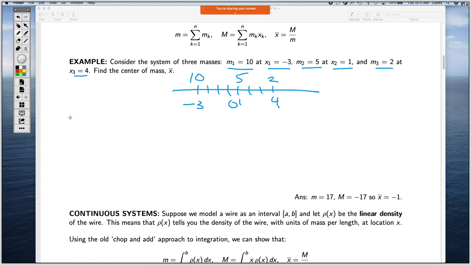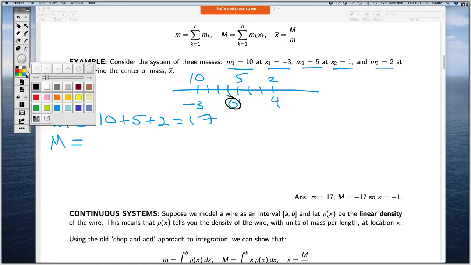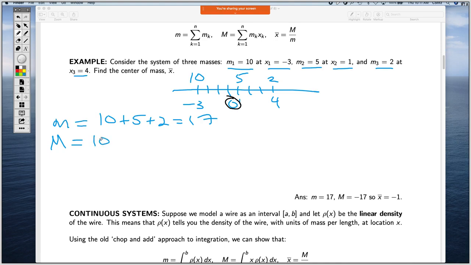All right, so to get the center of mass, we need the total moment divided by the total mass. The total mass we get by adding up the masses, so that's 17. The total moment we get by adding up all the moments. And how do we get the moments? These are moments about 0. So we take the mass, in this case 10, times the displacement from 0, -3, plus the mass of 5 times its displacement from 0, which is 1, plus the mass of 2 times its displacement from 0, 4.